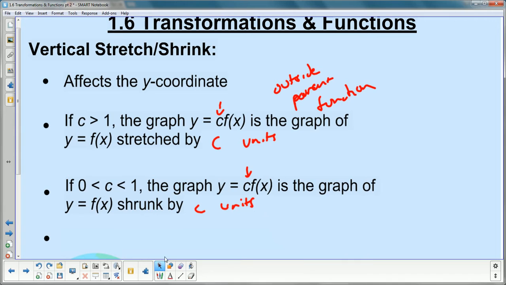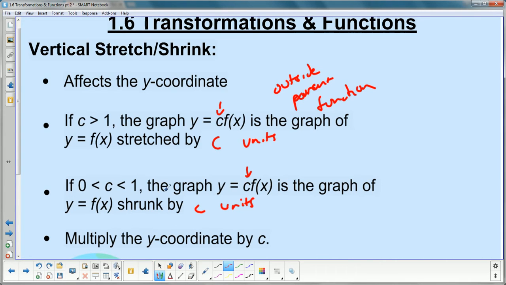Alright, so what you're going to do here is take your y-coordinate and multiply it by c. Think about it that way. It's going to go bigger by multiplying by c, or shrinking if we multiply by c and it's a fraction in between 0 and 1.